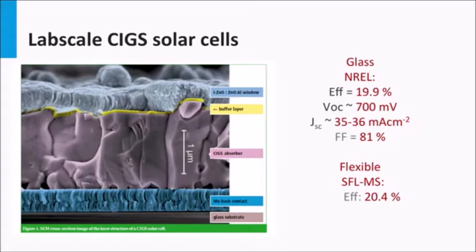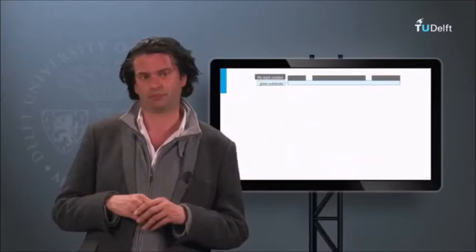The world record on flexible substrate has been obtained at the Swiss Federal Laboratories for Materials Science and Technology. The CIGS cell on a flexible polymer foil resulted in an impressive conversion efficiency of 20.4%.